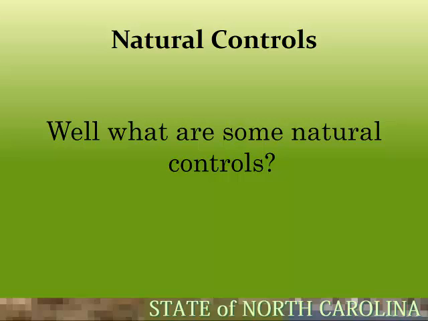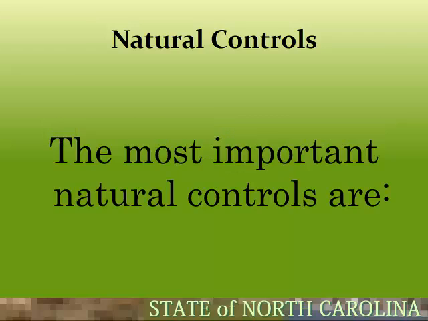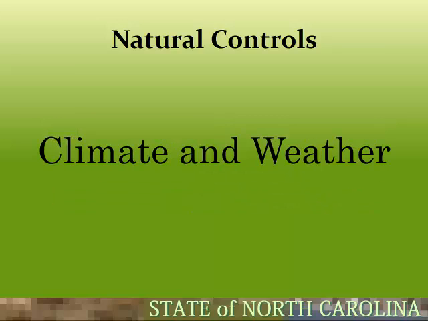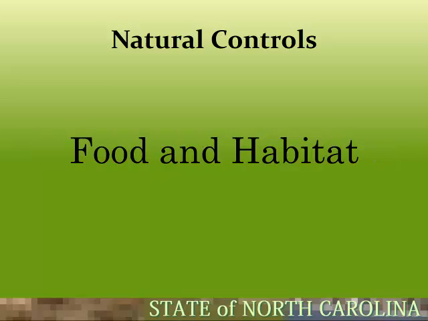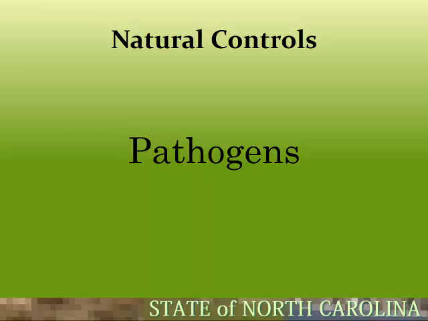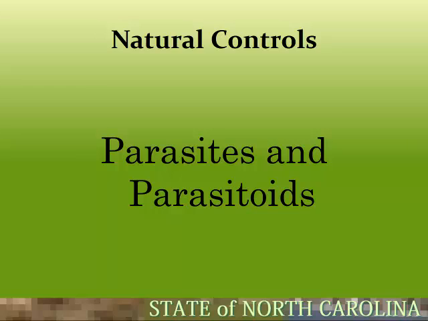And so, what are some common natural pest controls? The most important ones are climate and weather, food and habitat, pathogens, predators, parasites and parasitoids.